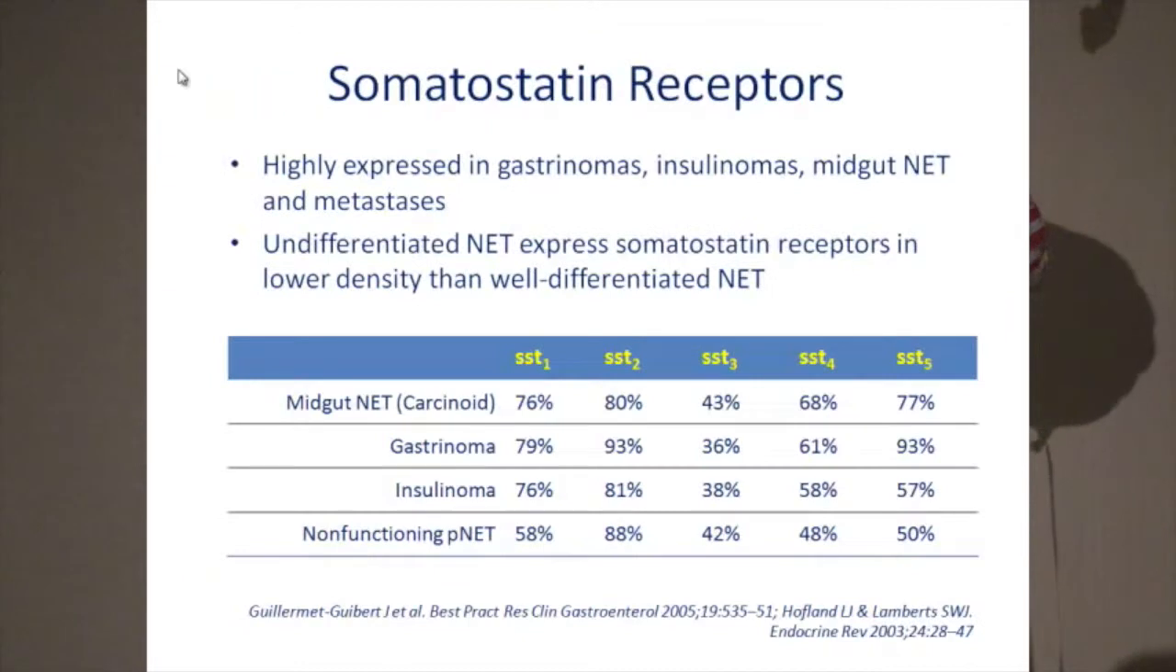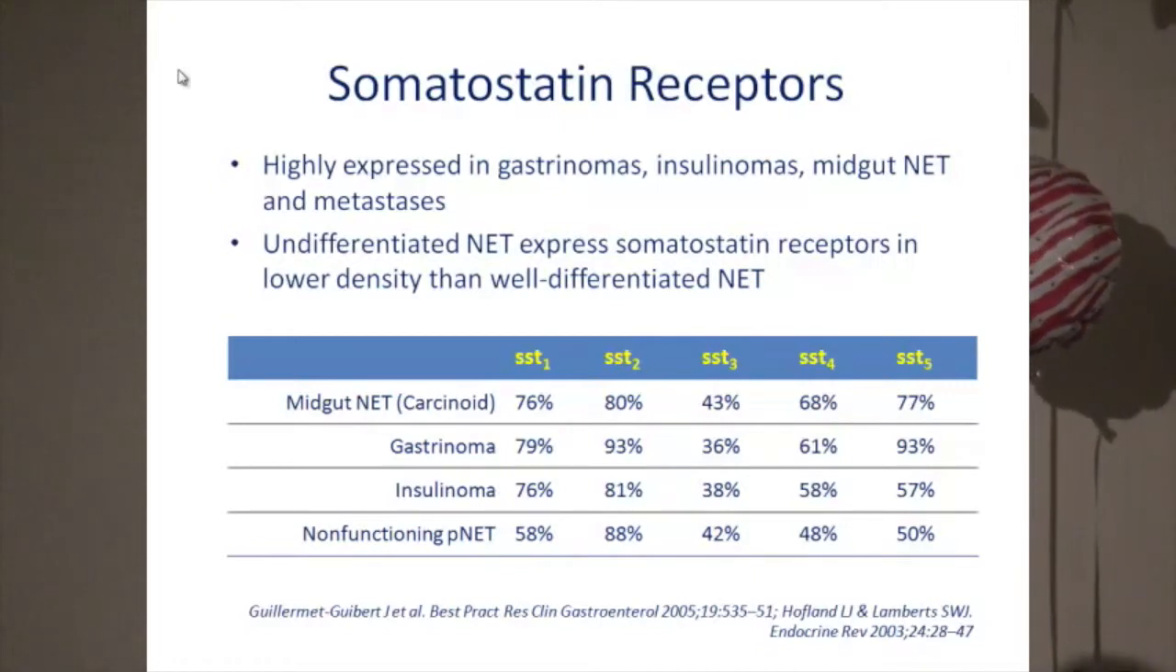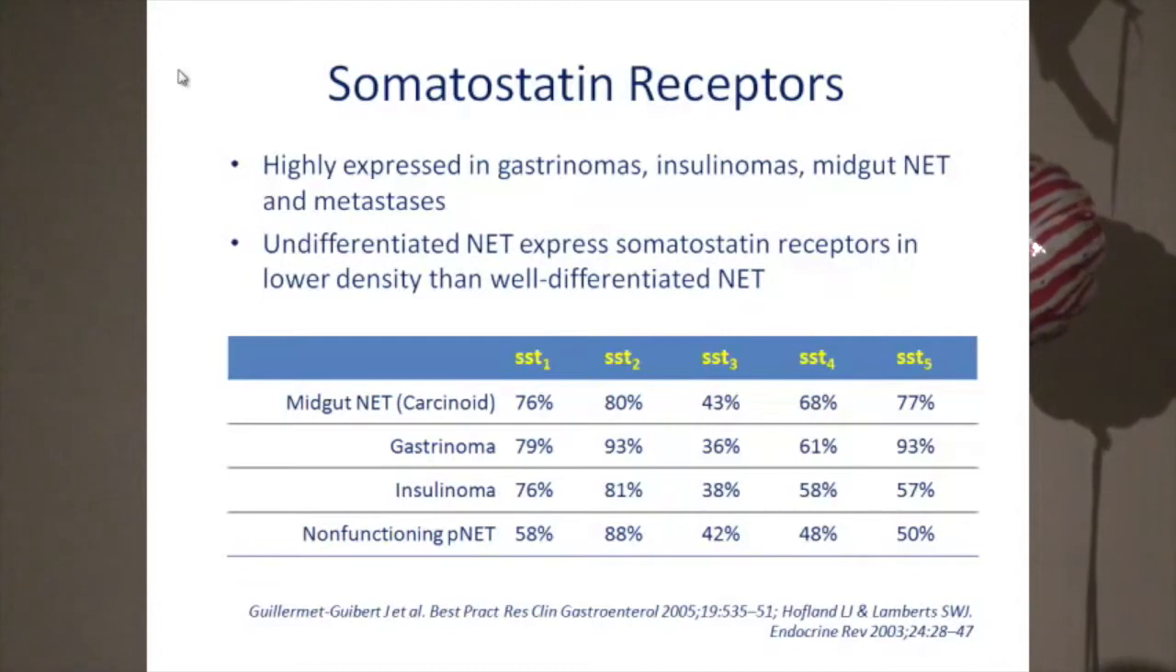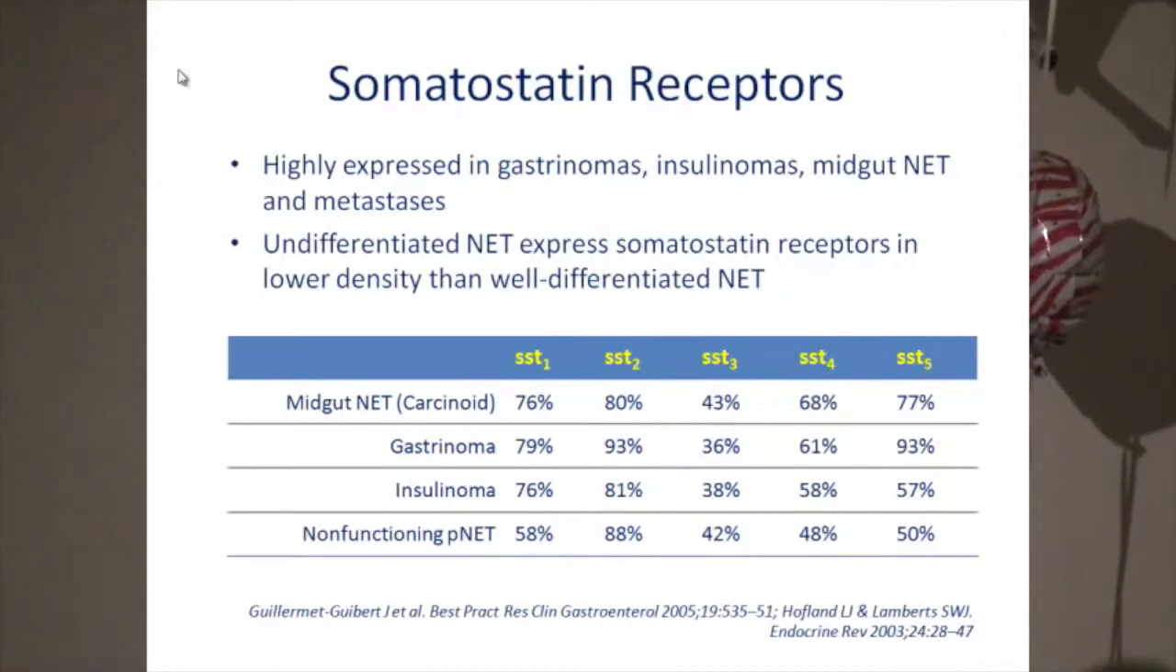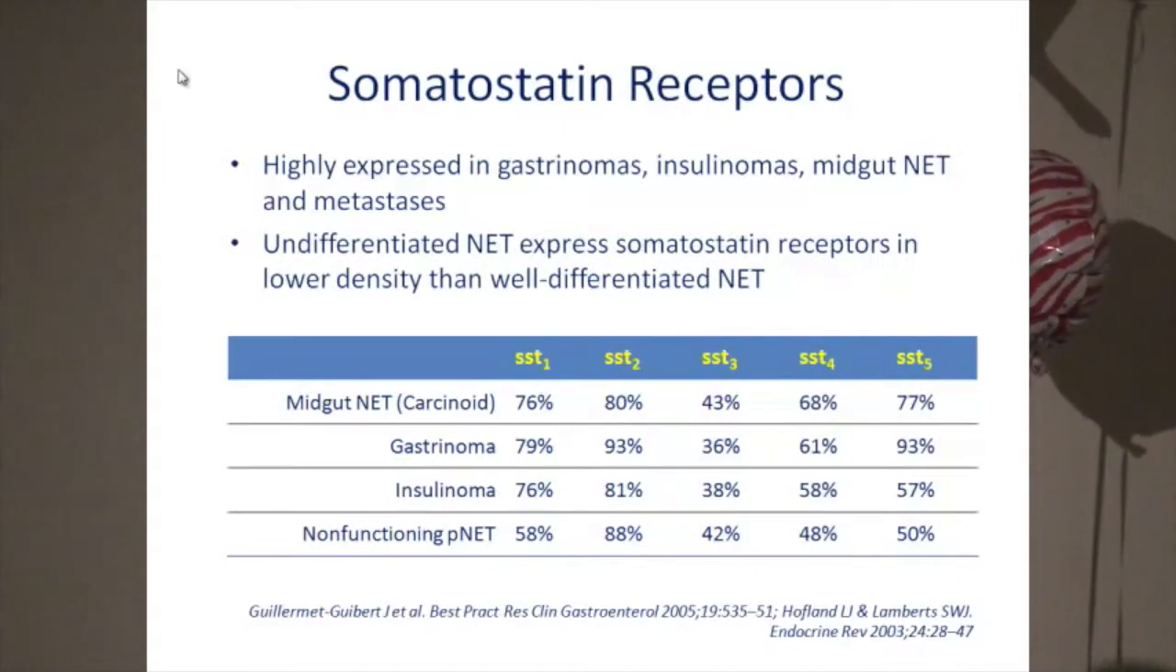So just a little bit more about somatostatin receptors. These are highly expressed in gastrinoma, insulinoma, midgut neuroendocrine tumor, and metastasis of neuroendocrine tumor. Undifferentiated or poorly differentiated neuroendocrine tumor rarely express somatostatin receptors.